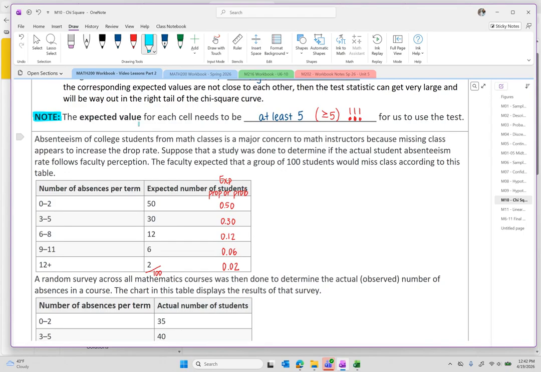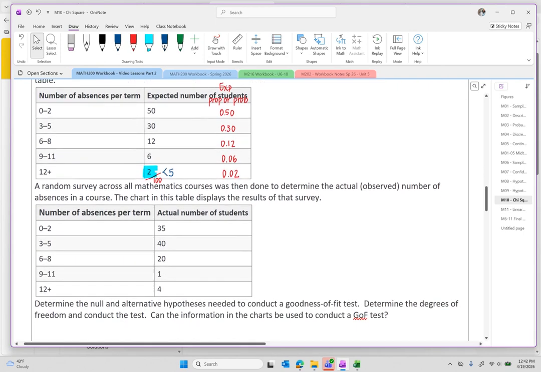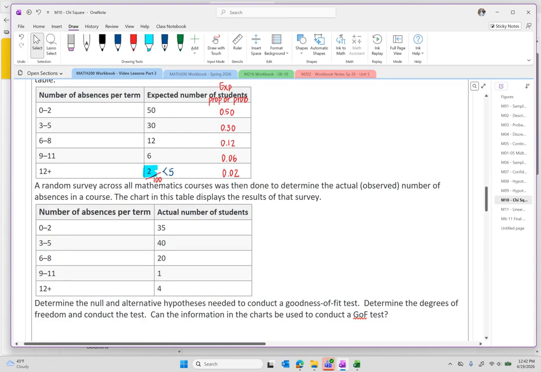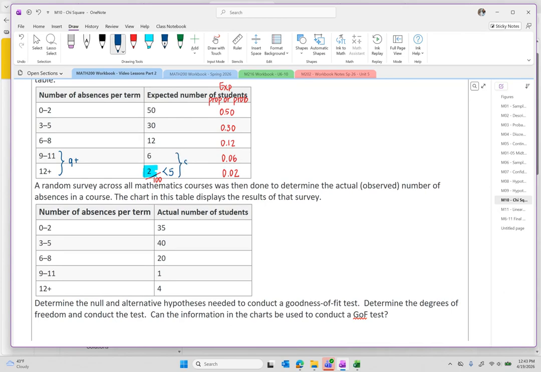And here we have an expected value in this category of 12 plus of 2. This 2 is less than 5. So actually we cannot conduct a goodness of fit test the way this is. So what we will do is combine these two neighboring categories into one category called 9 plus. And this 9 plus category will have a total expected of 8, and 8 is greater than 5.